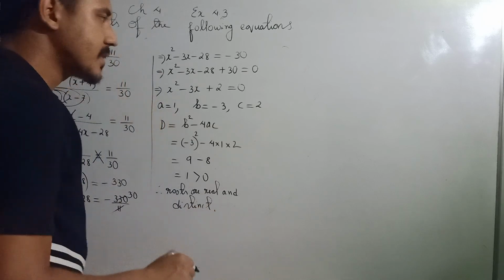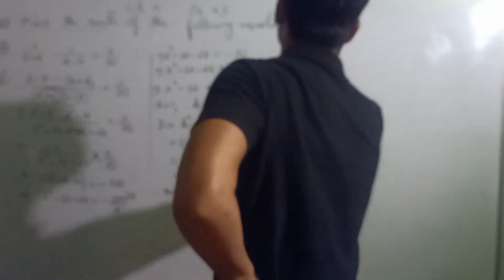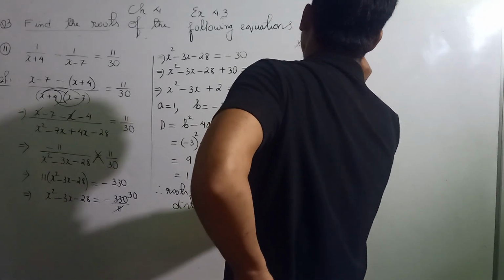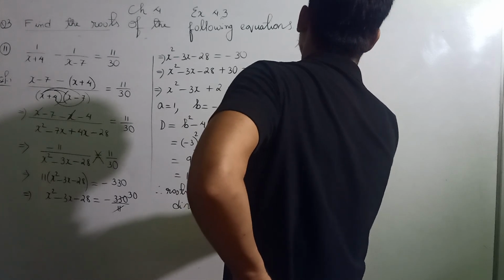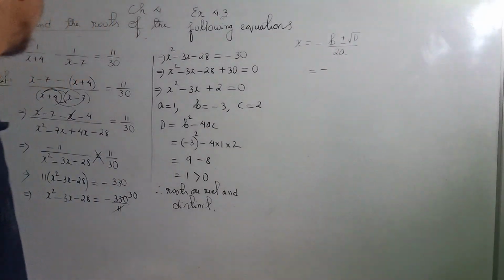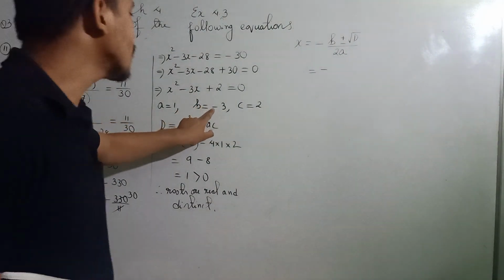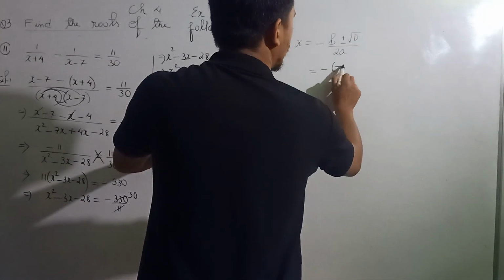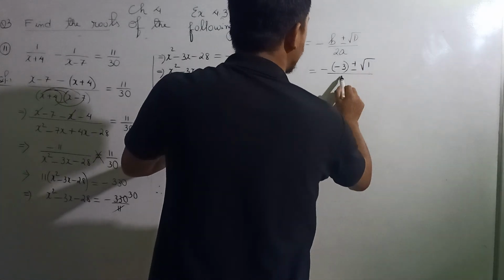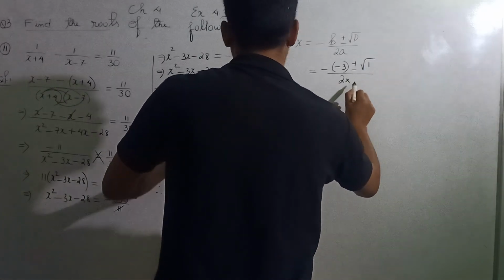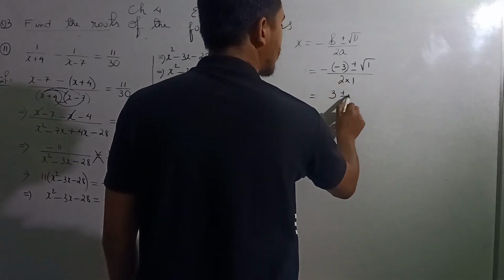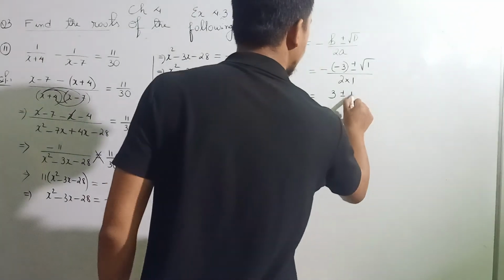Now we shall obtain x by using the quadratic formula: minus b plus minus square root of D upon twice a. Minus from the formula. Your b is minus 3. So under the bracket, I'm going to write minus of minus 3, plus minus square root of D, which is 1, upon 2a. 2 into your a is 1. So minus minus plus, so 3 plus minus square root of 1, which is 1, upon 2.